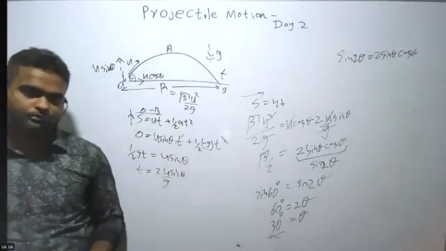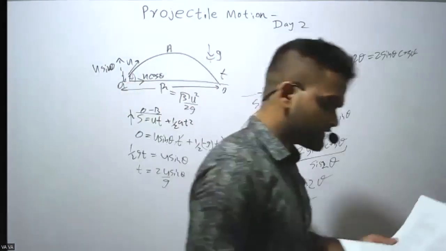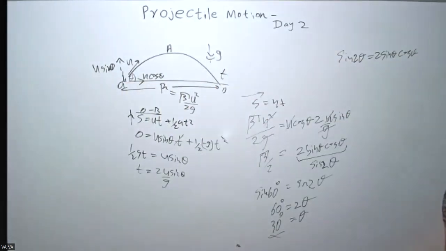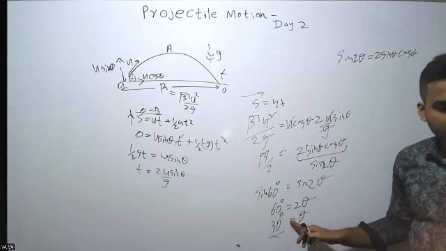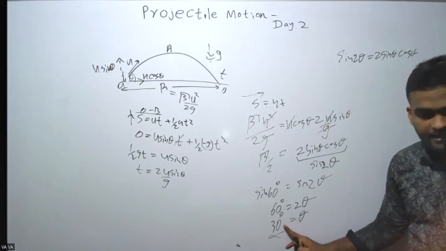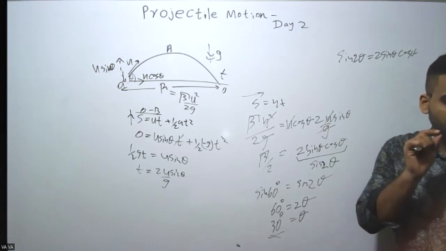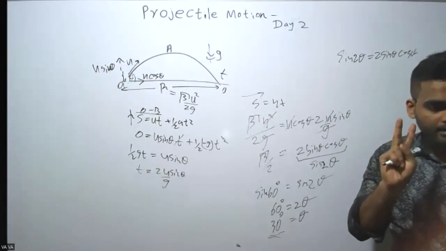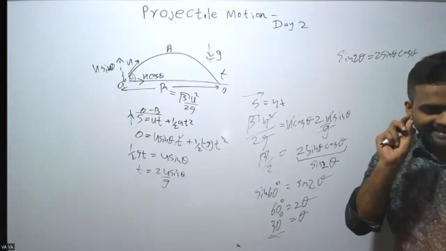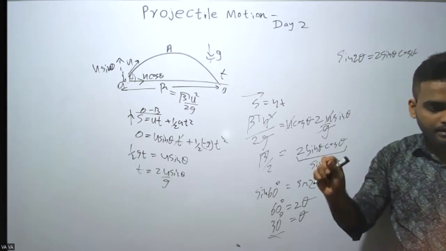Yeah, the answer should be not the first one. Answer should be the fourth one. Why? We only got one of the answers, right? 30 degrees. But do you remember, to have the same range, we always have two angles. What are the two angles? Theta and 90 minus theta.